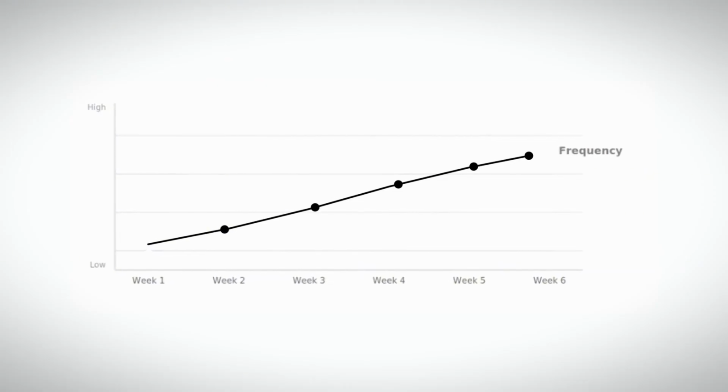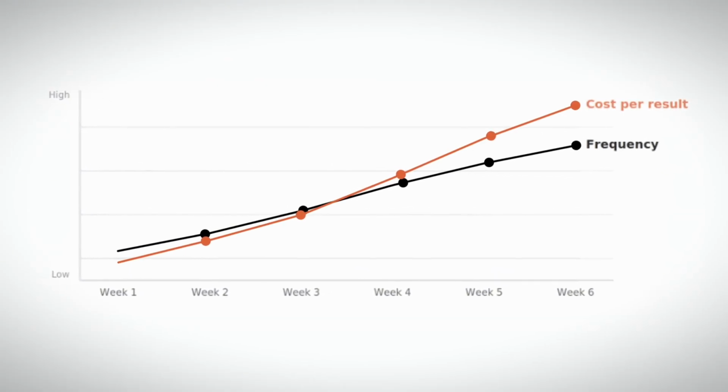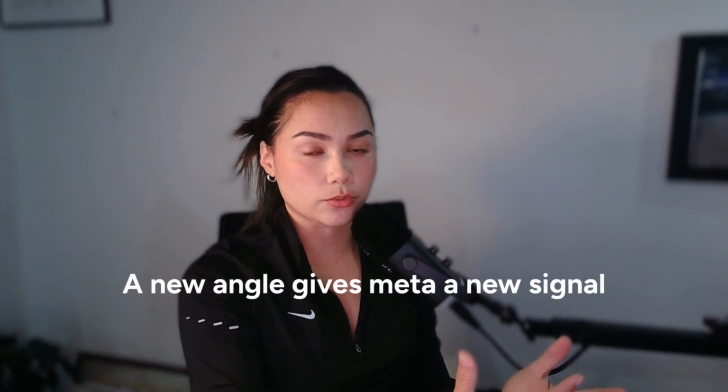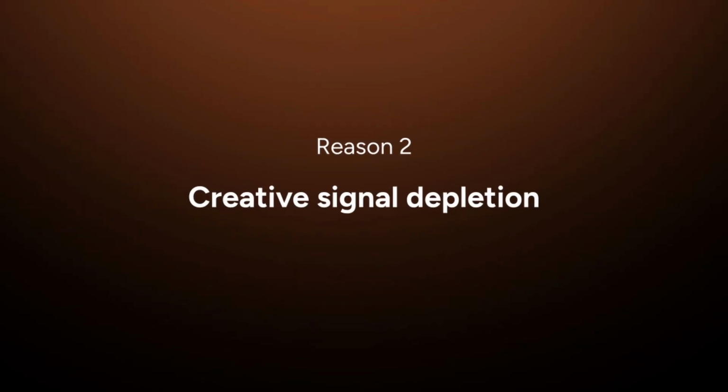Your frequencies start climbing and your cost per result starts climbing with it. That's not necessarily a creative problem, that's a reach problem. So the fix isn't necessarily a fresh version of that same ad. It's a genuinely different angle or concept for that same customer type. A new angle gives Meta a new signal, so it can go find the people that the first message never landed on.